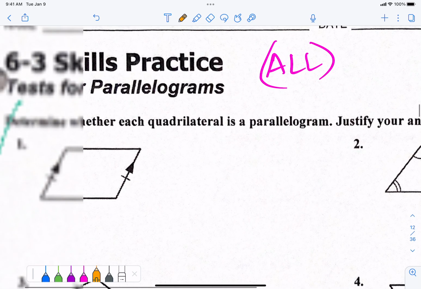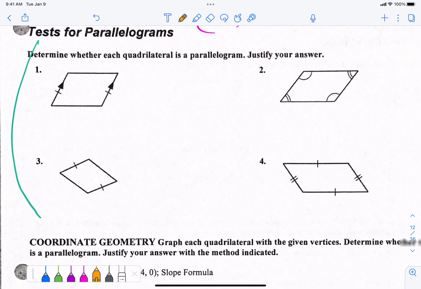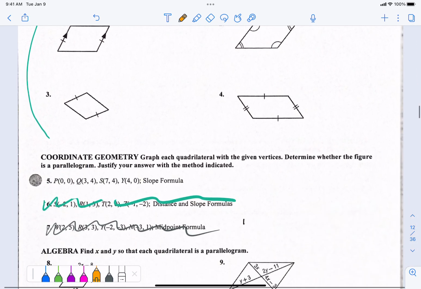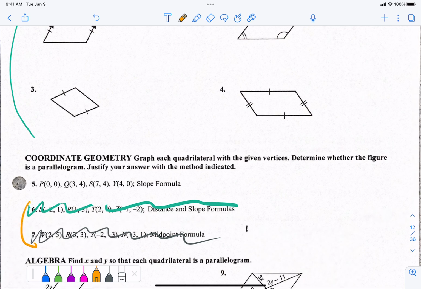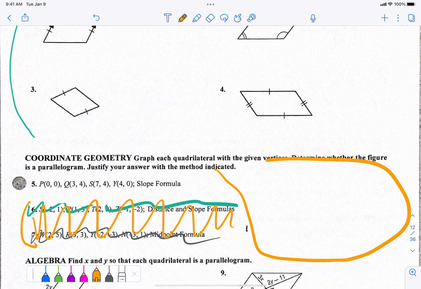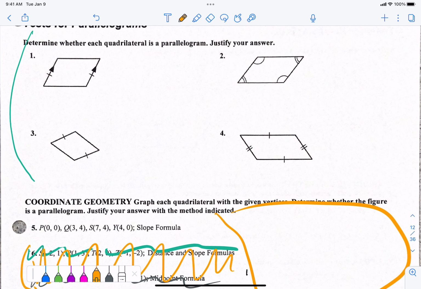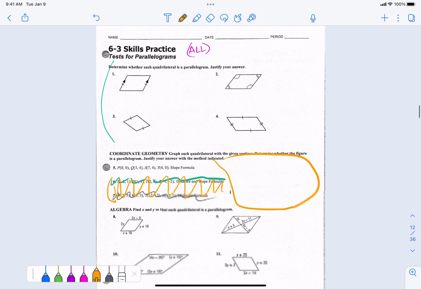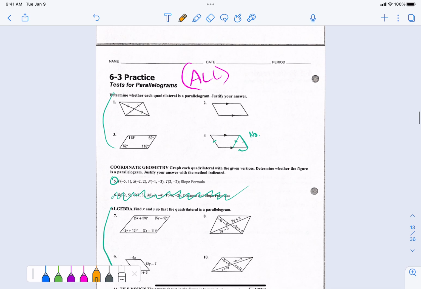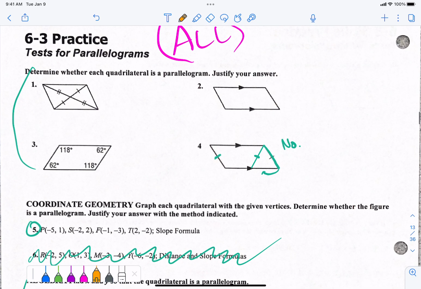All on skills practice, but you can skip number 6 and 7. That means you can use this whole spot to do all your work for number 5. 1 through 4 is kind of easy. Those are just yes, no questions. But if it's a yes, make sure you tell me which theorem: 6-9, 6-10, 6-11, or 6-12. Then you're solving stuff at the bottom. Practice side, do all again.